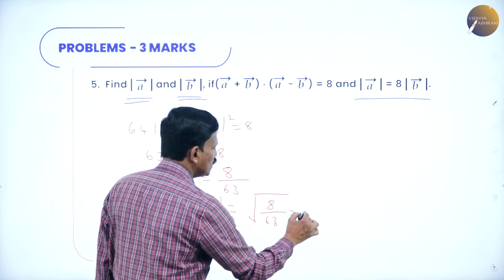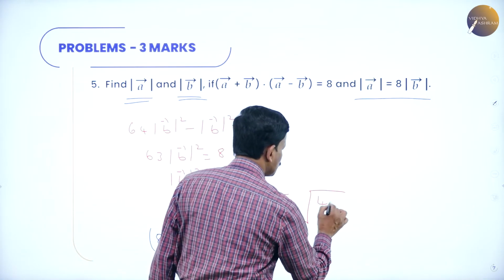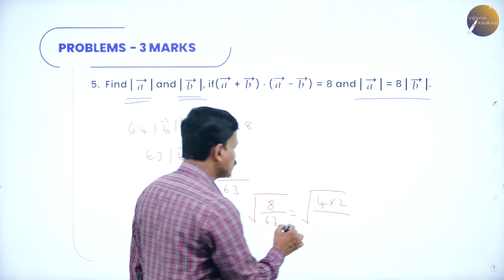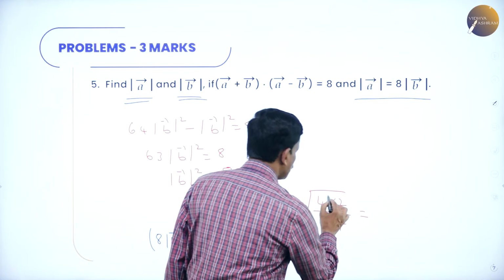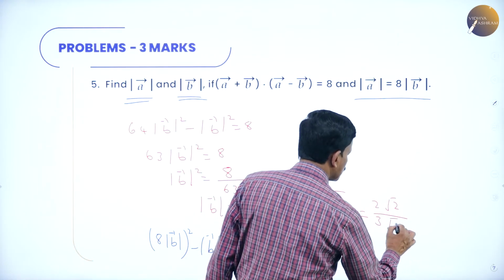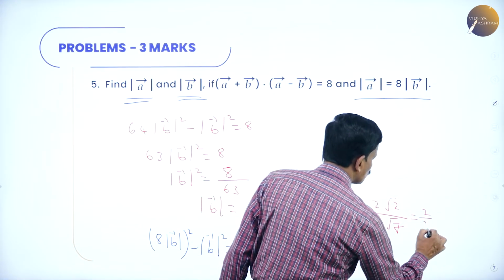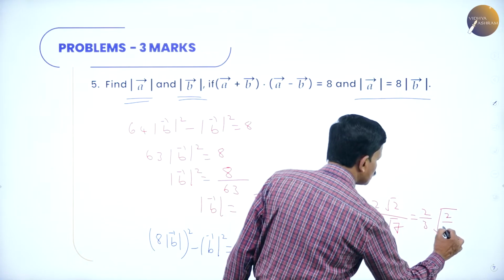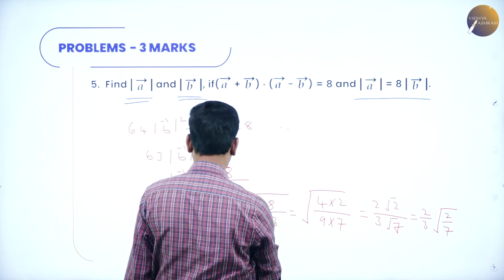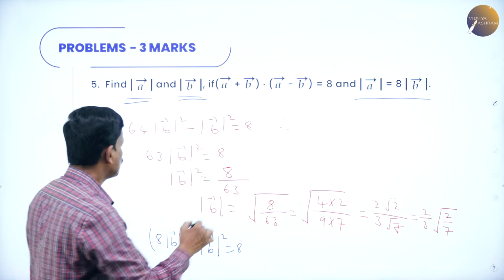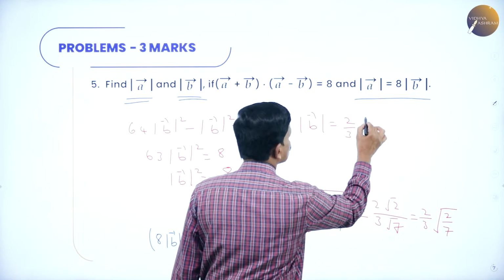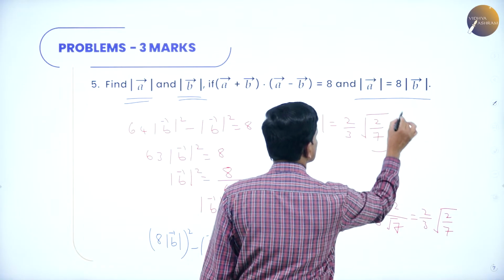This can be written as 4 into 2, 4 2s are 8. 63 can be written as 9 7s are 9 into 7. So this is nothing but square root of 4 is 2, root 2 divided by square root of 9 is 3, root 7. This can be written as 2 by 3 into square root of 2 by 7. So therefore, length of vector B is equal to 2 by 3 times square root of 2 by 7.